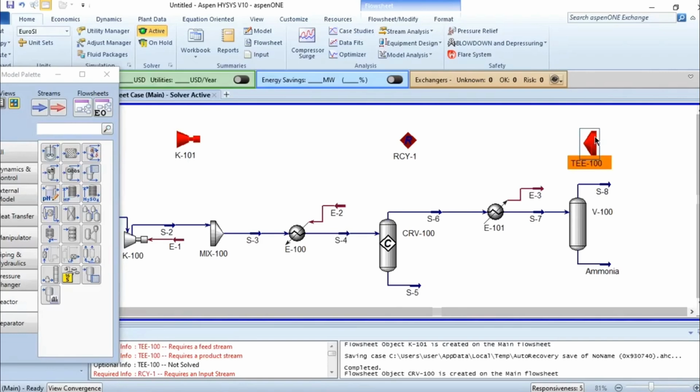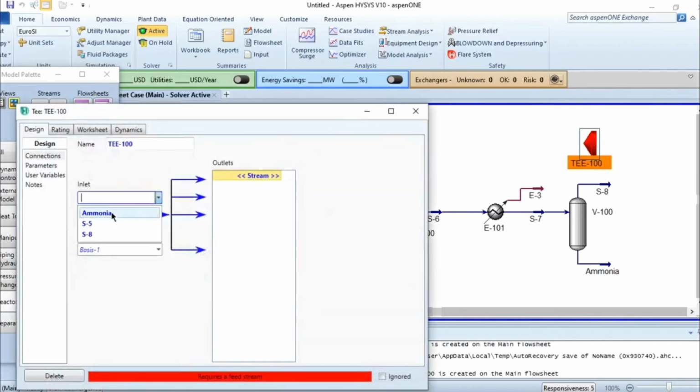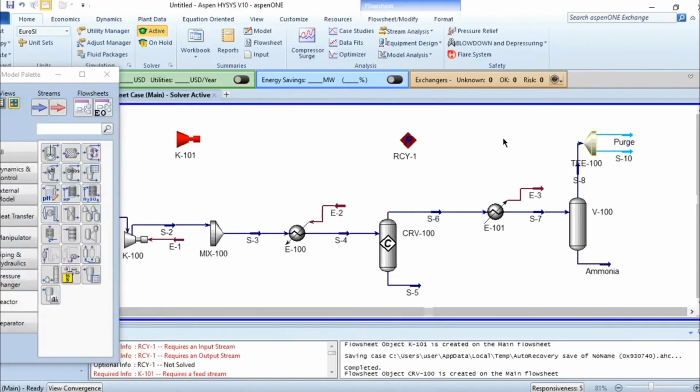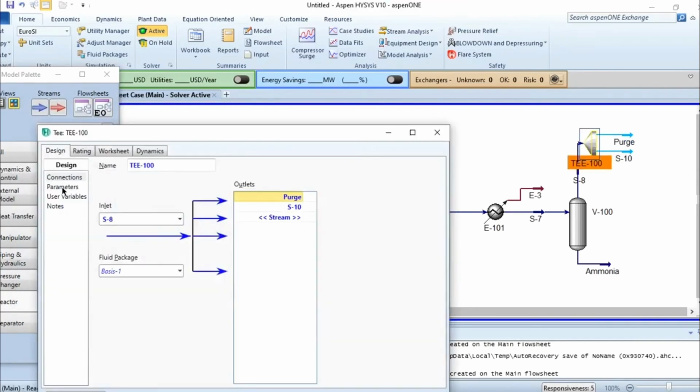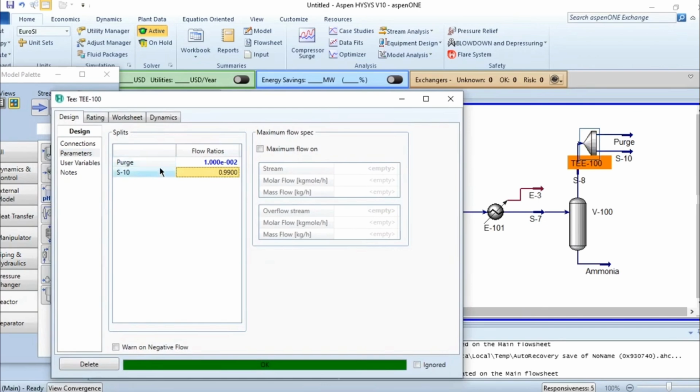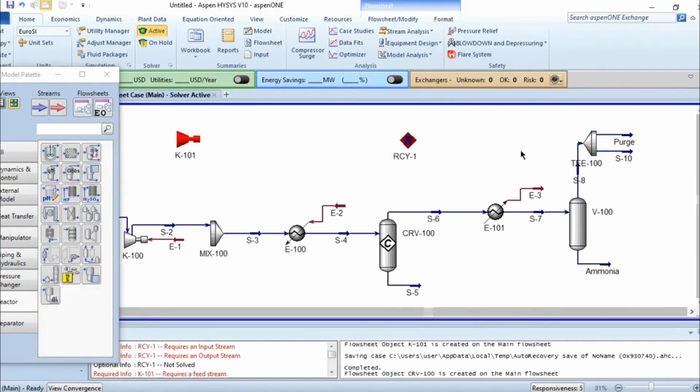So what we need to do is click on this tee. The S8 stream is its inlet. One of the streams is purge and the remaining stream is S10. And if we give the specification right now, what is the specification? 1% of feed stream, so it means it is 0.01. You have to specify one of these, either purge or S10. You can even specify it as 0.9 and it's totally up to you.